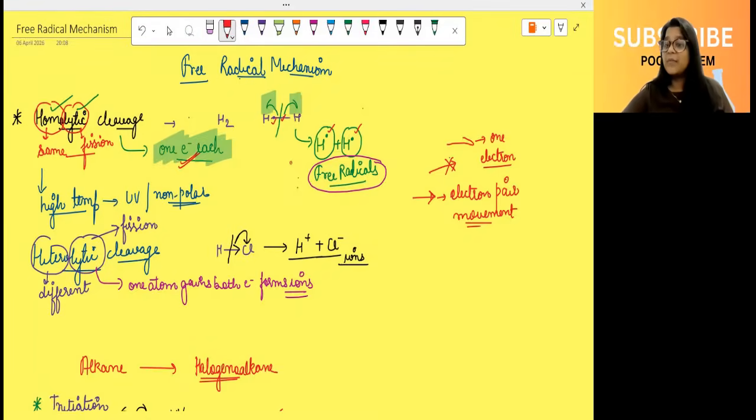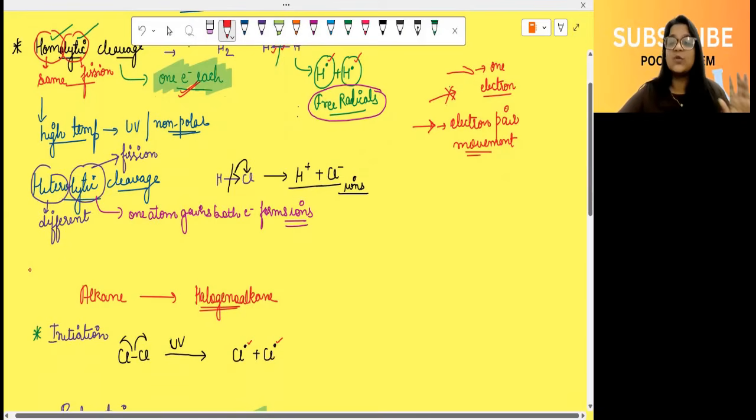Now, in what type of compounds can you observe homolytic fission? Anything with high temperature or UV light can lead to homolytic fission, and it occurs between non-polar compounds. Now that doesn't mean that polar compounds cannot undergo homolytic fission. Yes, under high temperatures, polar compounds can also undergo homolytic cleavage, right? But for our syllabus, it is just halogens that we will study, which will lead to the formation of free radicals.